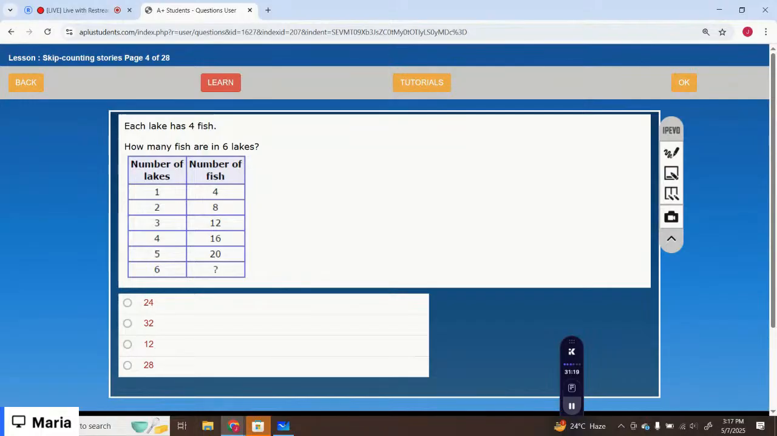Each lake has 4 fish. How many fish are in 6 lakes? So which is the correct option? That is 24. The next one is 20 plus 4. That makes 24. Option number 1 is the correct option.